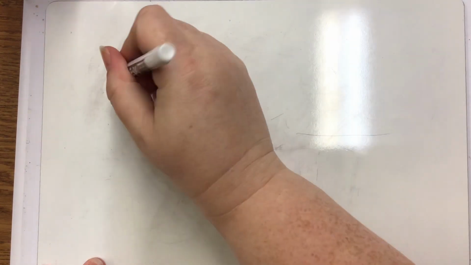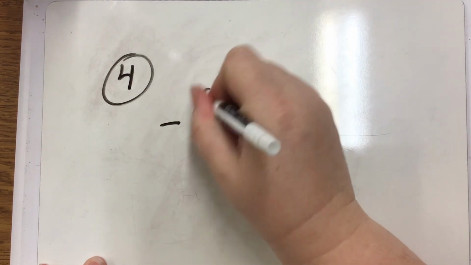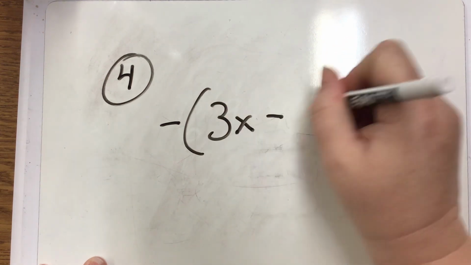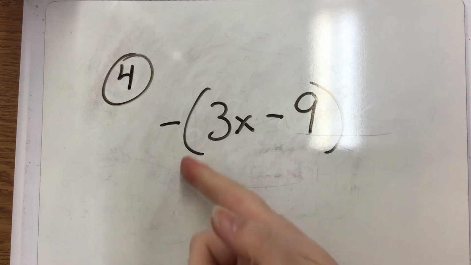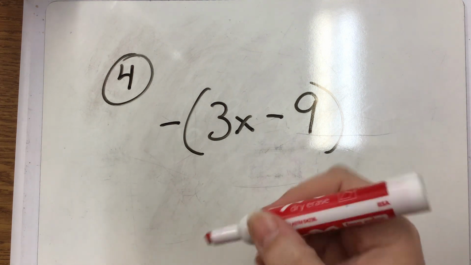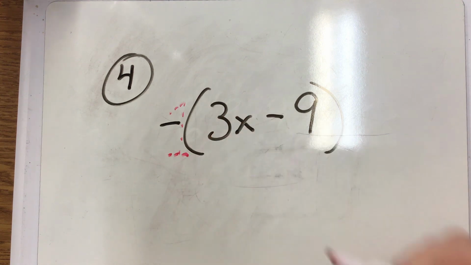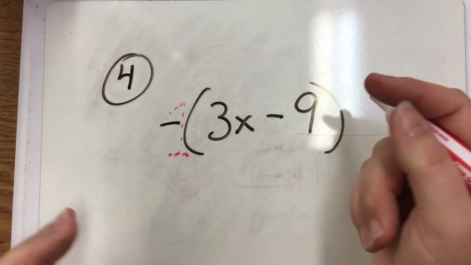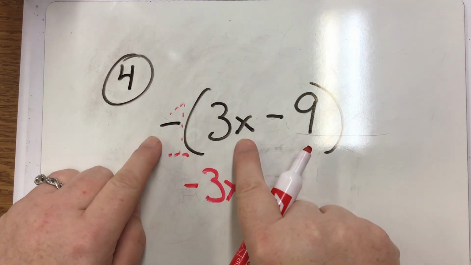Number 4. This one's a little tricky. Okay, so we have a negative times 3x minus 9. Now remember, when there's just a negative sign hanging out by itself, there's a little invisible 1. It's right here where you can't see it, because 1 times anything is itself. So what's negative 1 times 3x? Negative 3x. It's just the opposite of 3x.